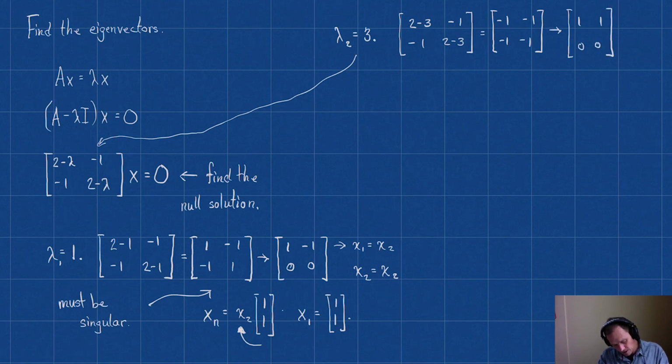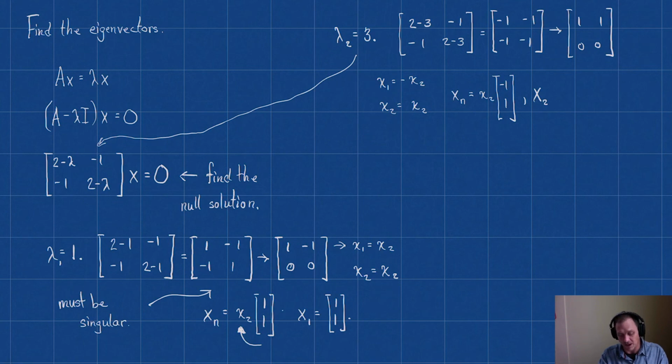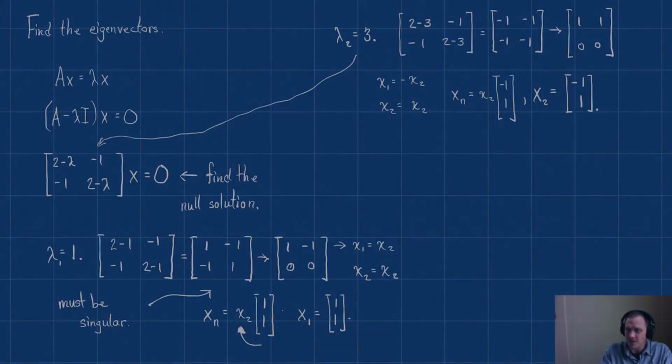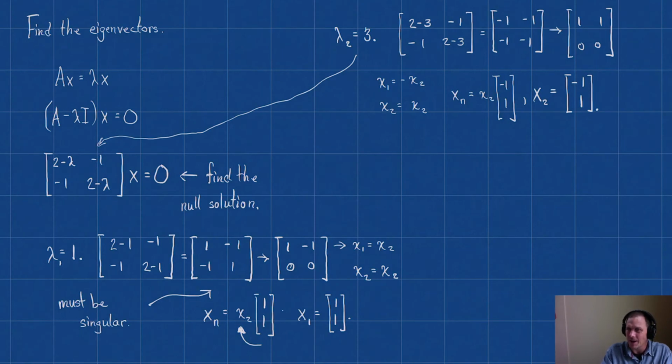So this gives me the equation that x1 is minus x2, and x2 is free. Our null solution is x2 times minus 1, 1. So our eigenvector that goes with the eigenvalue of 3 is minus 1, 1. And there we have it. That's how you find eigenvalues and eigenvectors. I hope that helps. Thanks for watching.